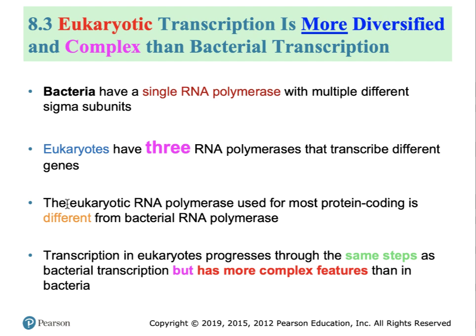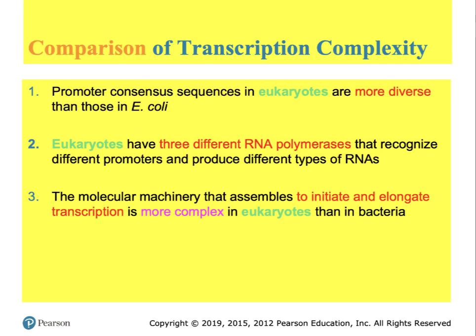In addition, the eukaryotic RNA polymerase that is used for most protein coding is different in many ways from bacterial RNA polymerase. It's a larger, more complicated entity that does things in a more complicated fashion. The stages of transcription are the same, the 4 stages, but each stage has more complexity in eukaryotes compared to prokaryotes. So once again, here's a summary of transcription comparison.